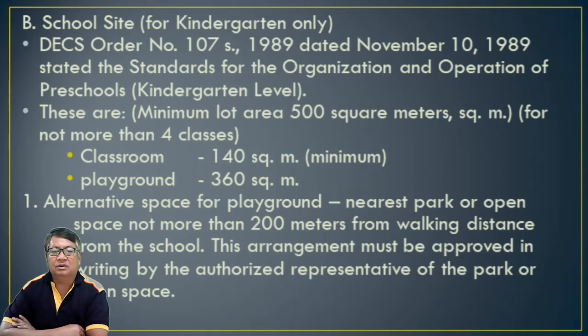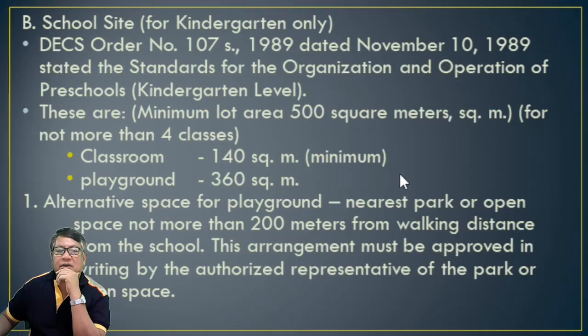So, letter B, school site. The Department of Education, Culture and Sports Order 107, series of 1989, stated the standards for the organization and operation of preschools or kindergarten level: a minimum of 500 square meters for not more than 4 classes. Classroom, 140 square meters minimum; playground, 360 square meters. So these are the suggested minimum areas necessary when it comes to lot area.